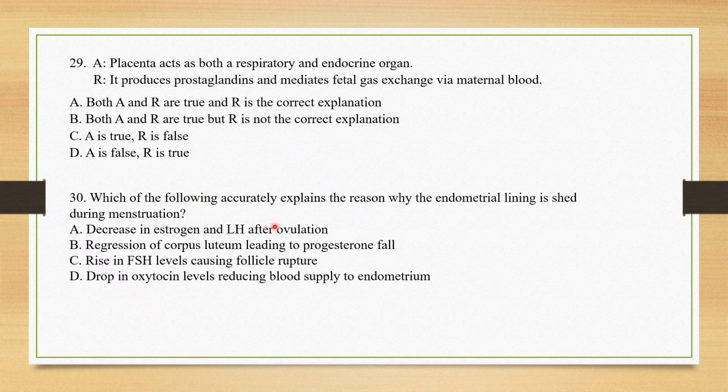Which of the following accurately explains the reason why the endometrial lining is shed during menstruation? It will be regression of corpus luteum leading to progesterone fall. So without fertilization, corpus luteum regresses. There will be reduced secretion of progesterone and further leading to endometrial shedding.